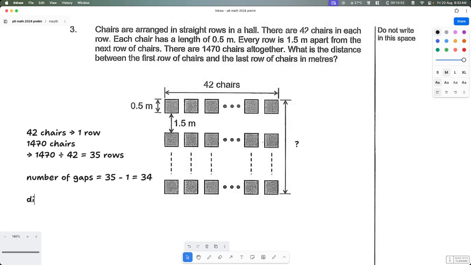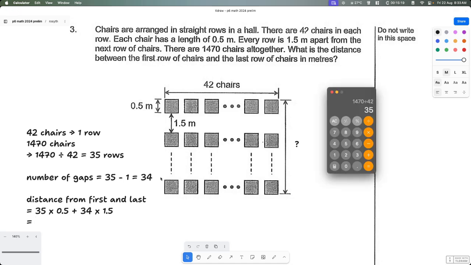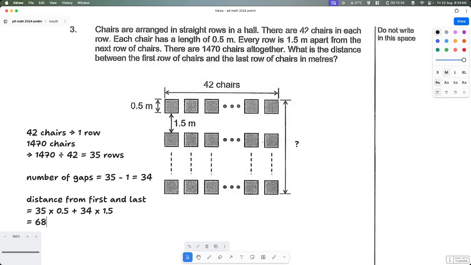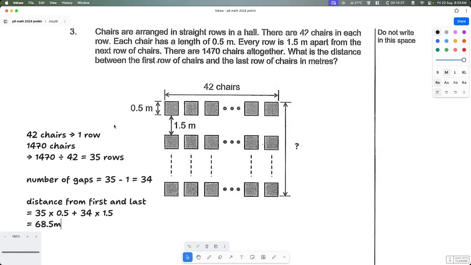What's the distance? Basically, the distance from first to last is equal to 35 times 0.5 plus 34 times 1.5. Okay, so let's calculate this. Let's use the calculator. 35 times 0.5, which is the chest, and then plus 34 times 1.5. Okay, and this will give us 68.5 meters. There you go. So that's the answer for this question.